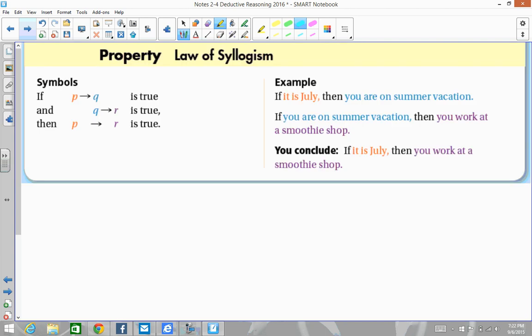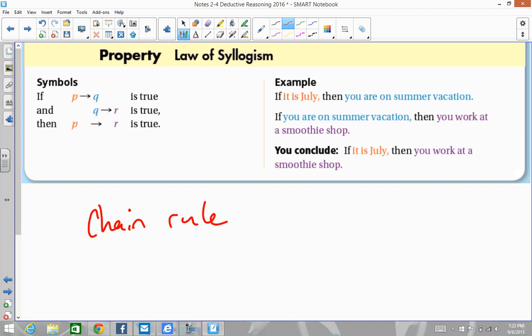All right, so now we have our second property of logic, which is the law of syllogism. You can go home, talk to your parents tonight and say, hey, I learned about the law of syllogism. It has another name. It's also known as the chain rule by some.